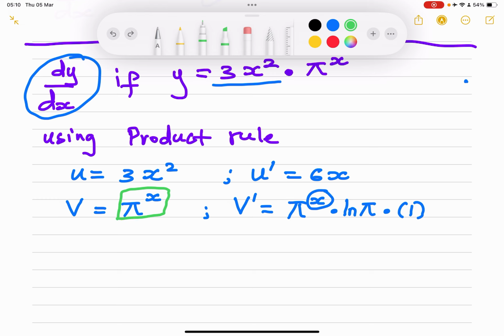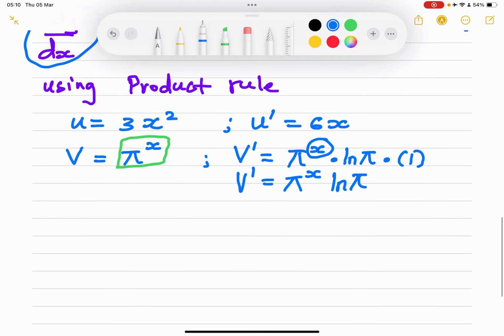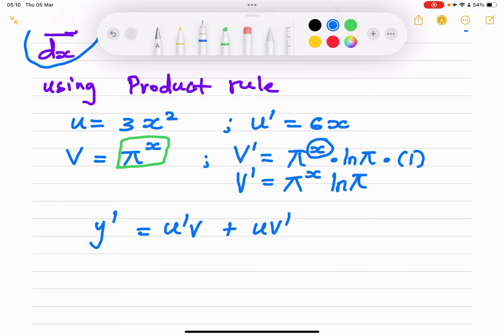And we can see that this will just simplify to the derivative equals pi to the power x ln pi, because times 1 doesn't make an effect. All right, and the product rule tells us that y prime is equal to the derivative of u times v plus u times the derivative of v.